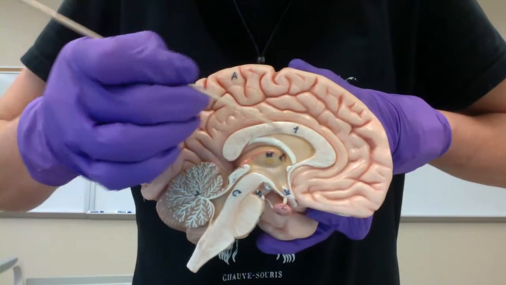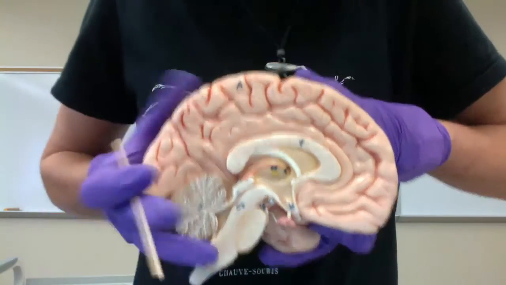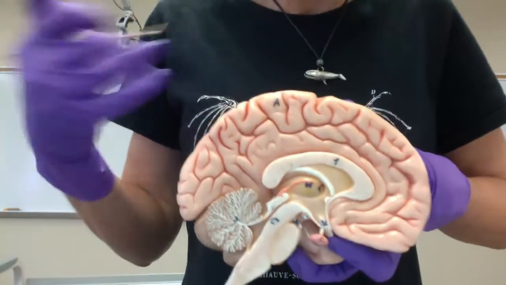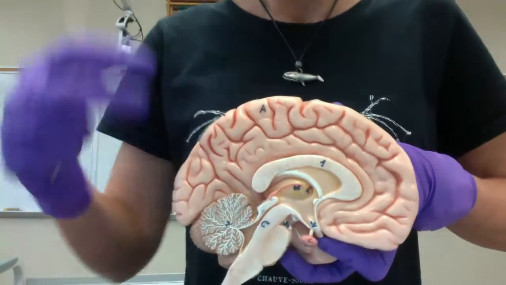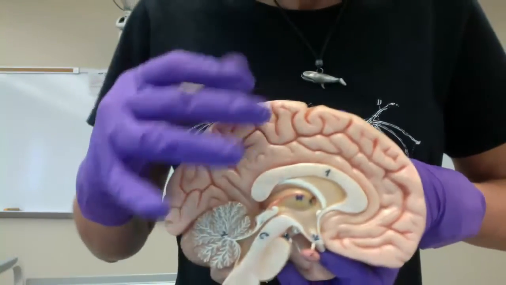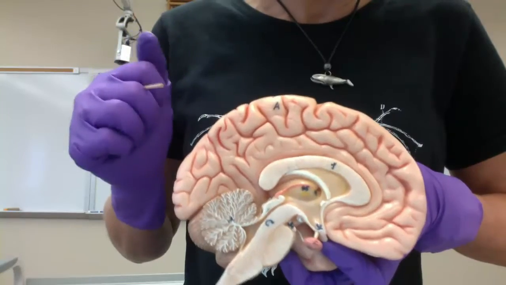Sorry, if I can stay on it. That's the corpus callosum. And the corpus callosum is very important because it connects the two halves of the brain, the two hemispheres of the brain. So the corpus callosum, that's its main function.